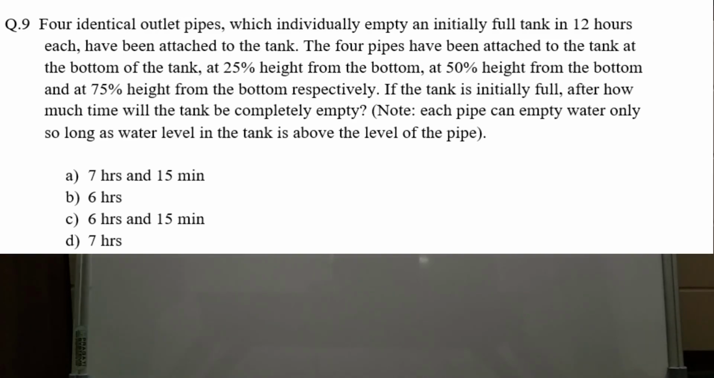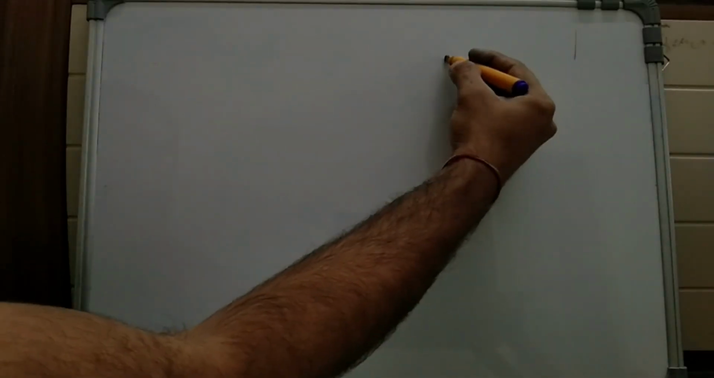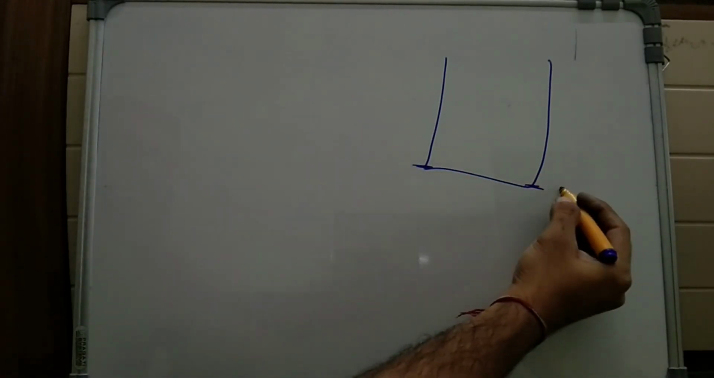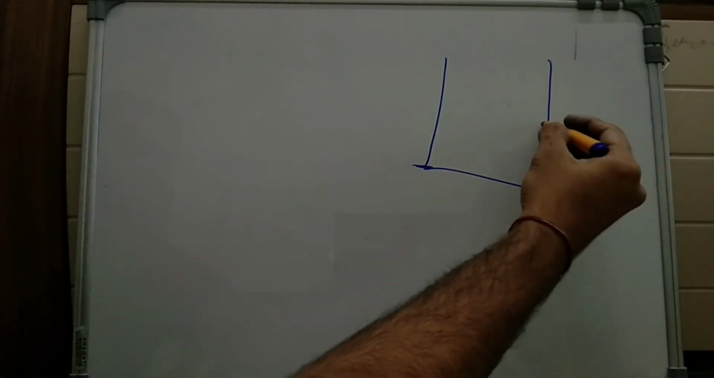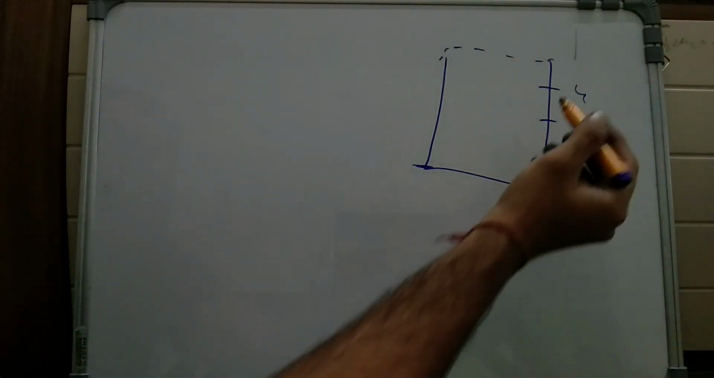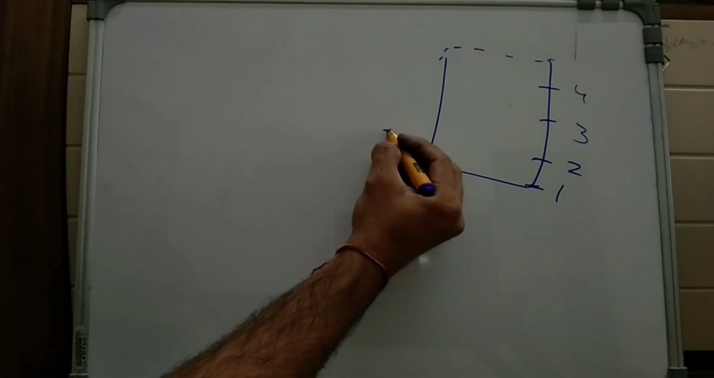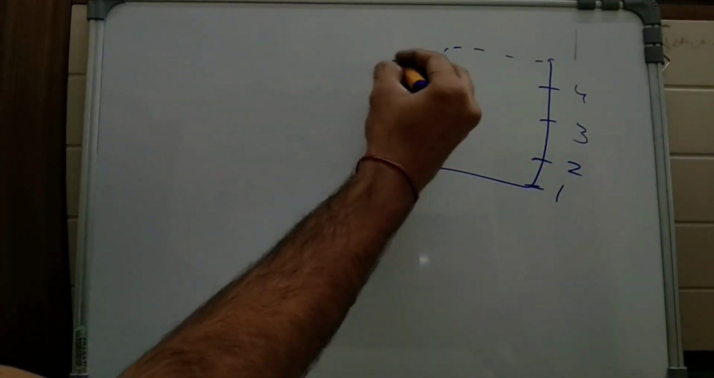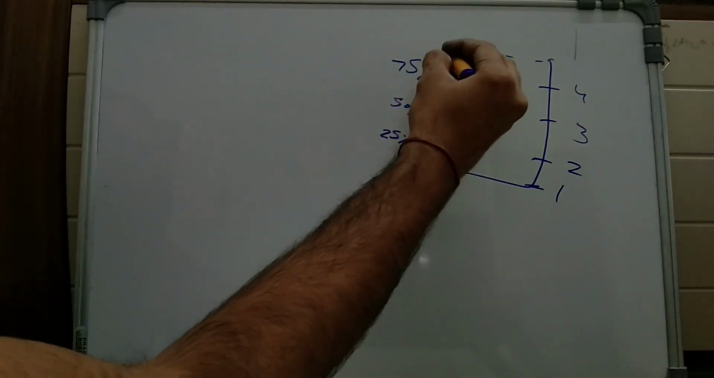Okay, so first let me draw the tank. This is the tank. First pipe is here, second pipe is here, third pipe is here, and fourth pipe is here. Okay, this is 0%, this is 25%, this is 50%, and this is 75%.